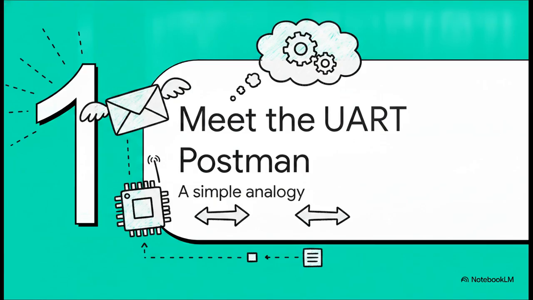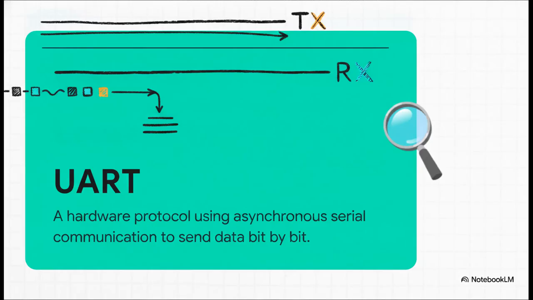We really need to establish a solid, simple mental model for how this communication actually works. So the absolute crucial point here is that UART stands for Universal Asynchronous Receiver Transmitter. It's a hardware protocol that essentially only needs 2 main data wires to work, a transmitter wire, or TX, and a receiver wire, or RX, plus a common ground. It sends data serially, which simply means it's sending it 1 bit at a time.